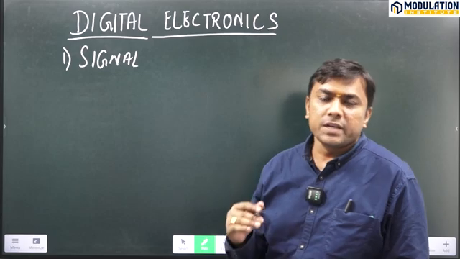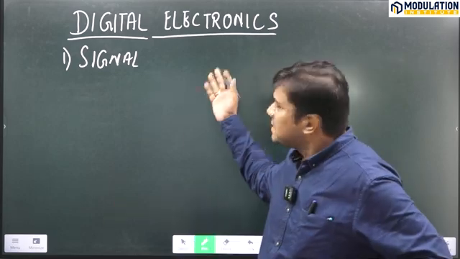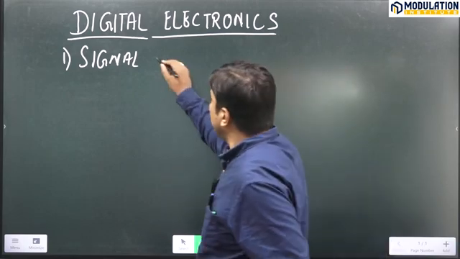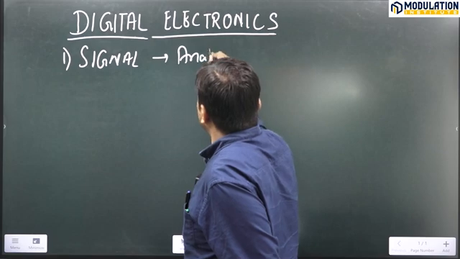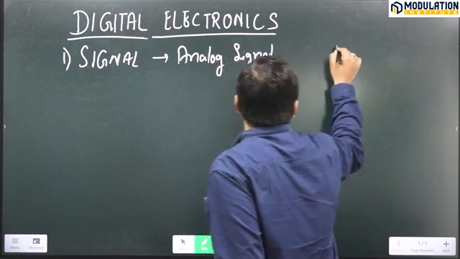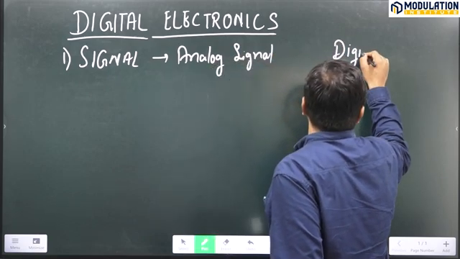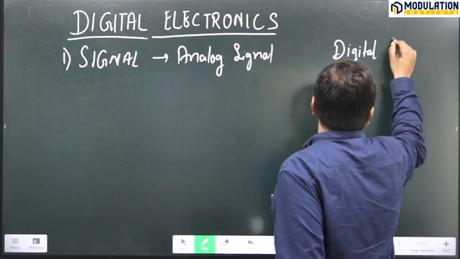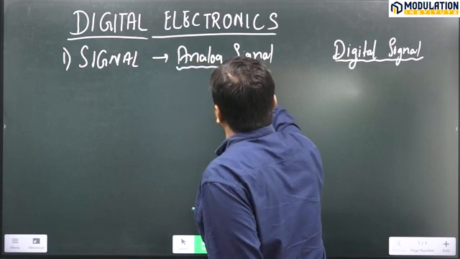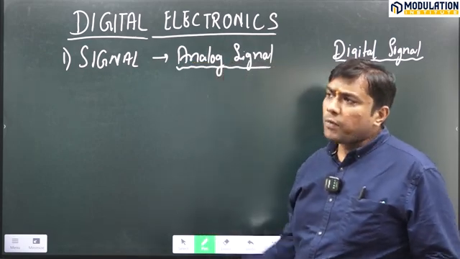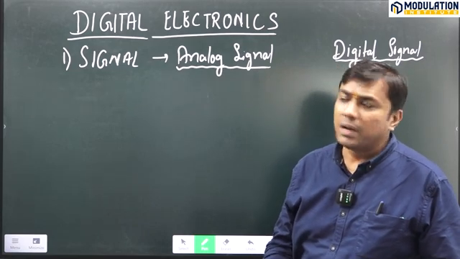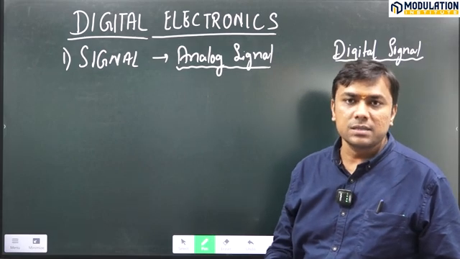We have two types of signal that we have to study in this digital electronics subject. The first one is the analog signal and the second one is the digital signal. These are the only two types of signal we have to study in this system. Before digital, everything was analog. What we were using, all of that was an analog system. Later on, the system was modified and we got digital signals.